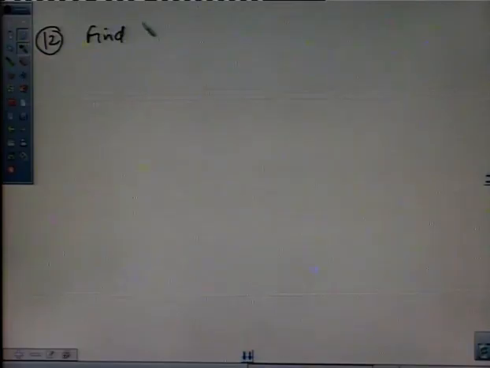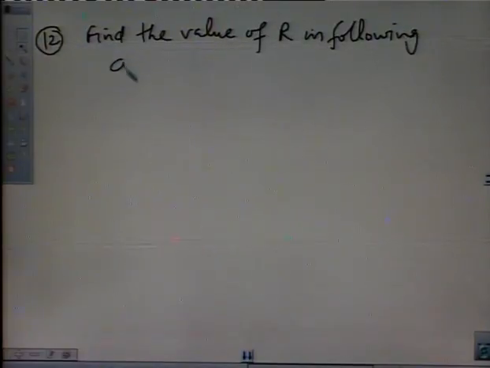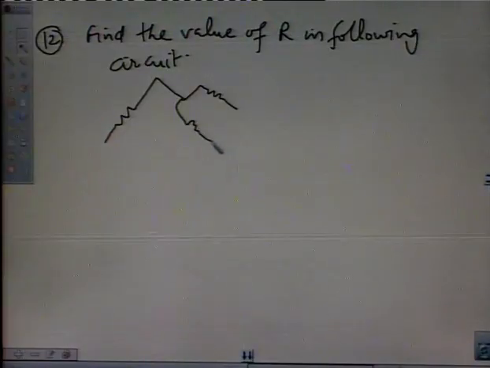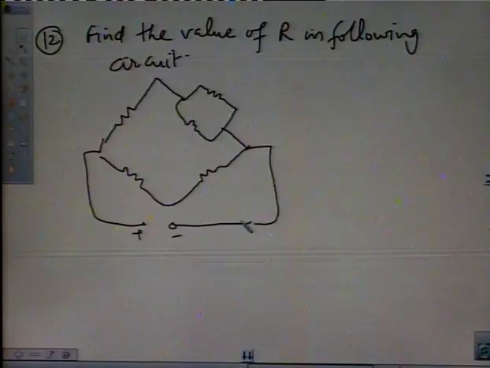Find the value of R in the following circuit. So here we have given a circuit. So this is our circuit.